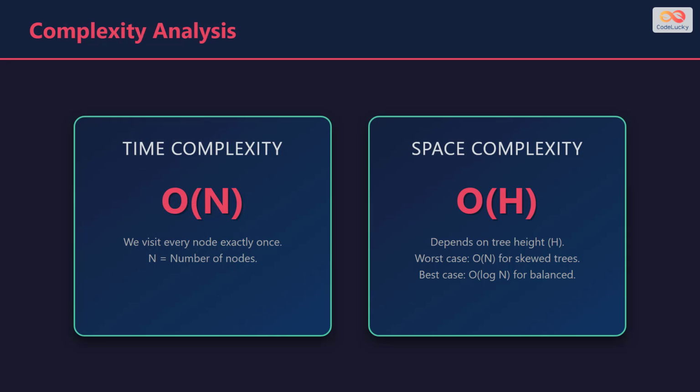Finally, let's analyze the performance. The time complexity is big O of n because we visit every node exactly once. The space complexity is big O of h, where h is the height of the tree. In the worst case of a skewed tree, this becomes big O of n, but for a balanced tree, it is big O of log n.